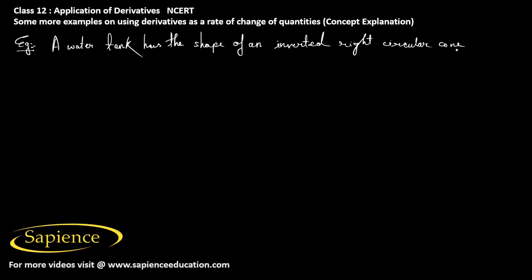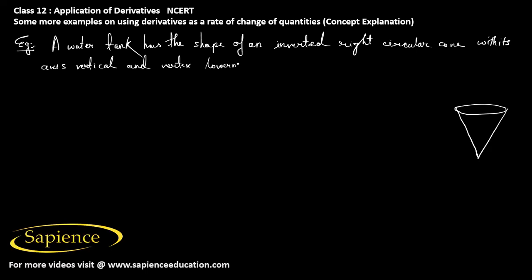Inverted right circular cone means it is somewhat like this. So it is an inverted right circular conical water tank we have. The cone has its axis vertical and vertex lowermost. So the axis will be this one. The axis is placed vertical and the vertex is the lowermost point.